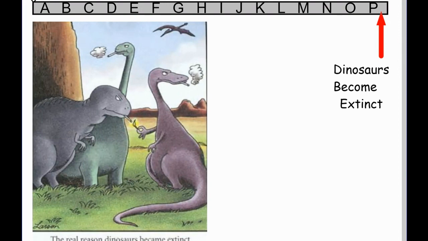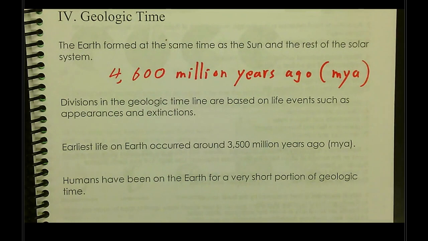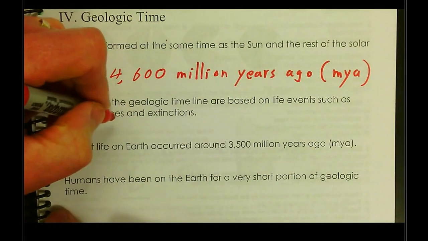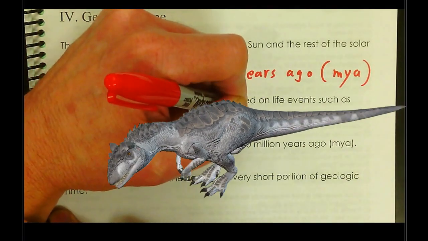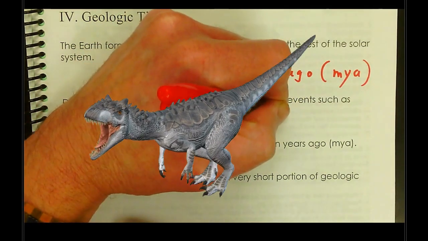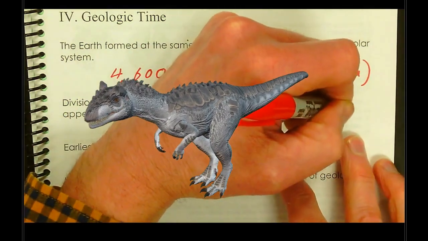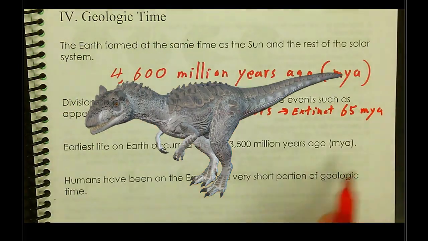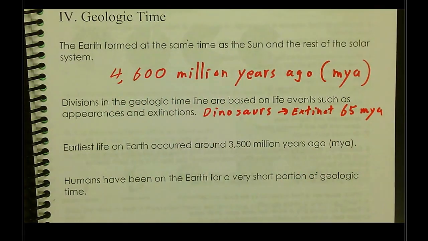This is a super long geologic time. Remember, it's 4,600 million years ago. The dinosaurs only became extinct in the recent past, 65 million years ago. So if we talk about these extinctions, for example, the dinos became extinct 65 million years ago, compared to 4,600 for the start of the Earth. It's not that long ago that the dinosaurs became extinct.